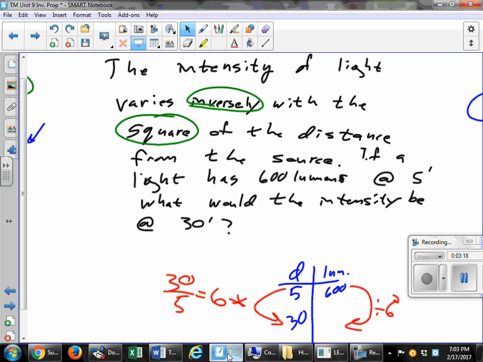Just look around right now and think about roughly how bright this room is. If you went from this, which is 600 or 800 lumens, down to 16 lumens, you wouldn't hardly even have any lights on.